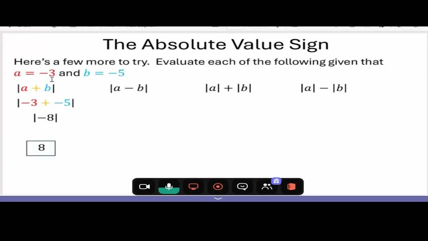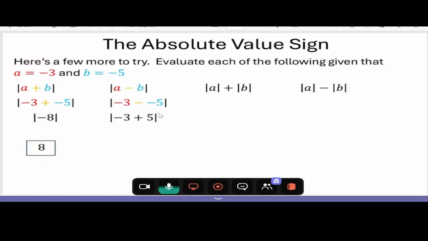Next one, we have A is negative 3, then we have a minus sign, and then B is negative 5, so let's do that. A gets replaced by negative 3, B gets replaced by negative 5, and there is still a minus sign between them. Here we see our good old minus and negative, which we now know becomes plus. So we have negative 3 plus 5. That's 3 to the left, 5 to the right.